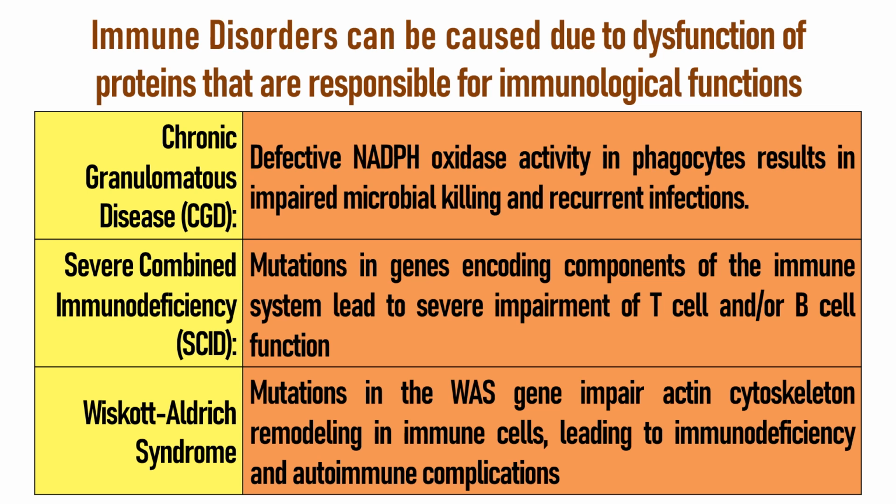Immune disorders can be caused due to dysfunction of proteins that are responsible for immunological functions, in a form of severe combined immunodeficiency, the notable example in this category. Mutations in genes encoding components of the immune system lead to severe impairment of T cell and/or B cell function. Chronic granulomatous disease and Wiskott-Aldrich syndrome are other examples in this category.